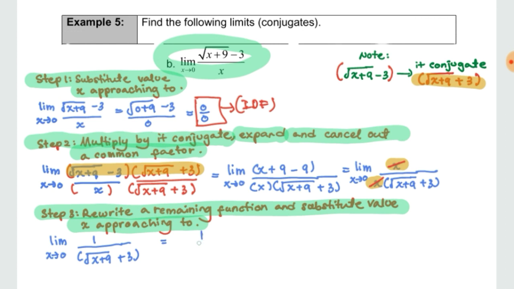So substitute, we get 1 over square root 0 plus 9 plus 3. Simplify, square root 9 we get 3. So 3 plus 3 we get 6. So 1 over 6 is the final answer for question 5b.